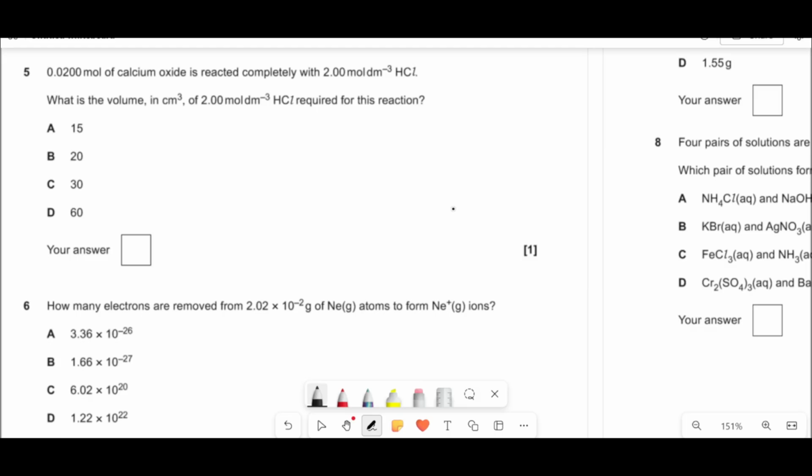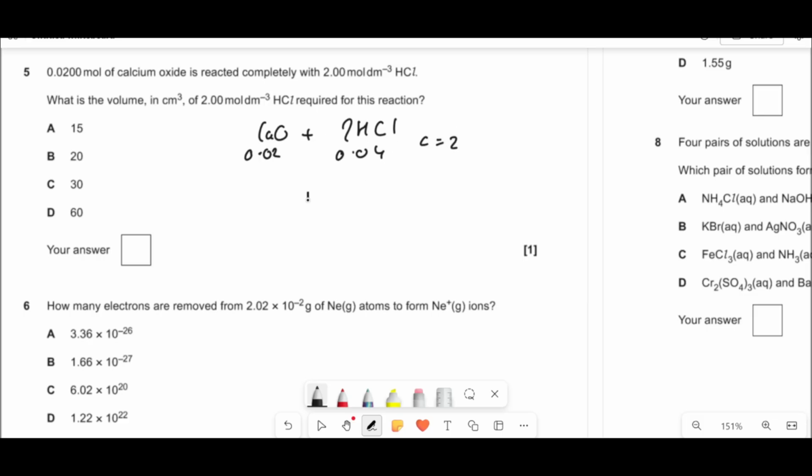Now it says 0.02 moles of calcium oxide is reacted completely with this much HCl. What volume in centimeters cubed of this much HCl is required for this reaction? So just real quick, sketch out what's happening. CaO plus HCl gives CaCl2 plus H2O, and you're going to have 2 HCl's. So that means if we have 0.02 moles of calcium oxide, the moles that you would need of this is going to be 0.04.